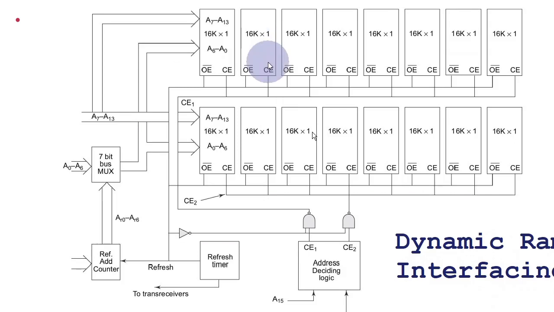But you can see that there are various sets of 16K cross 1 RAM cells attached here, which are capable of storing only 1 bit of memory per address. And you can see that they have these lines which are connected to some refresh mechanism. There is this refresh mechanism hardware which is connected to every cell, right?